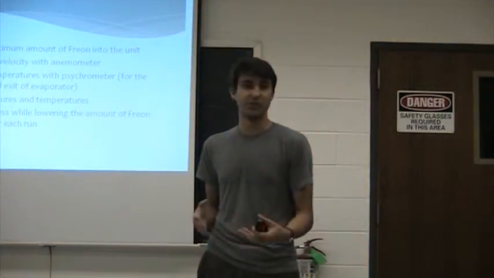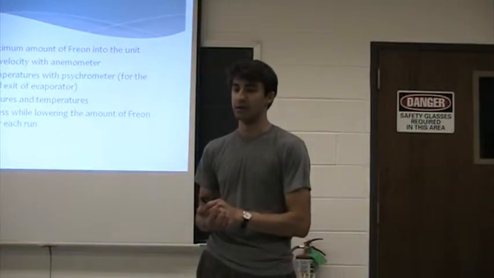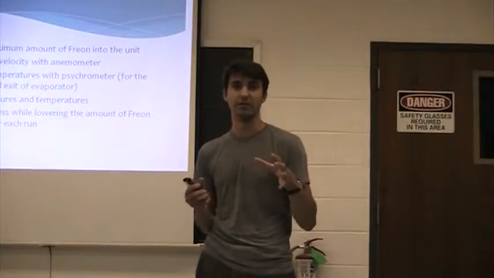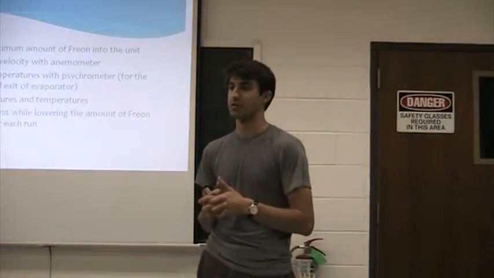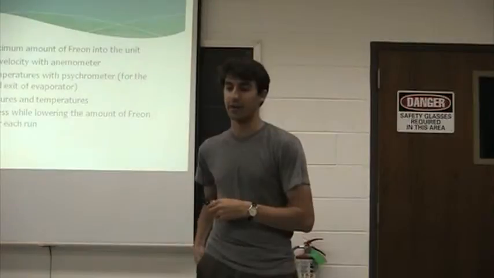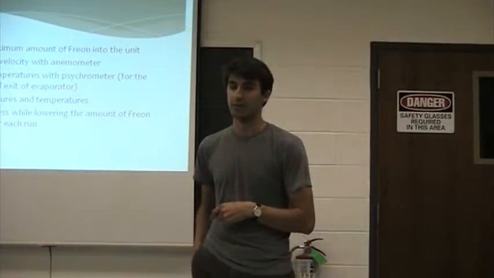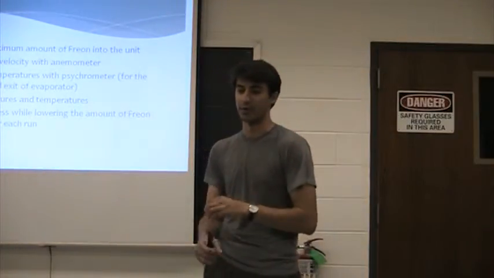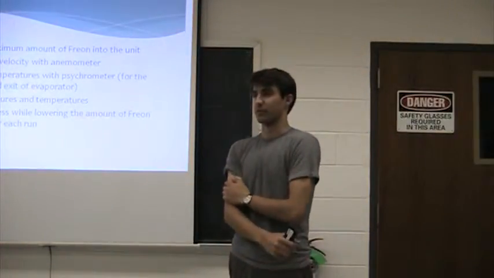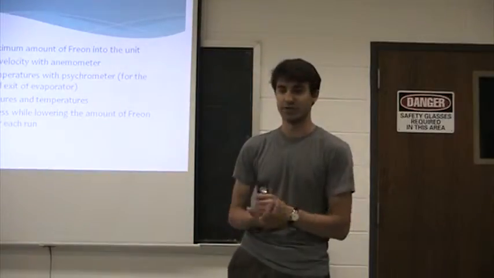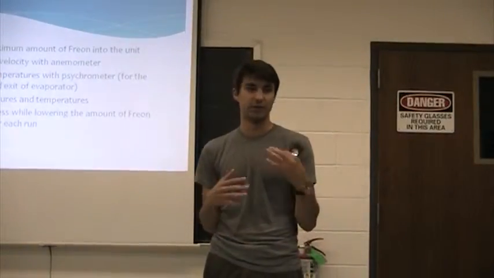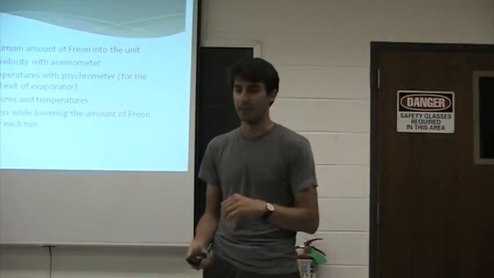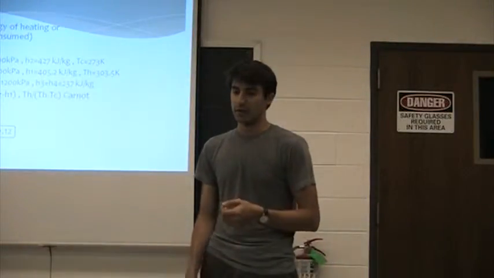evaporator. So the procedure for this particular experiment will be to add the maximum amount of Freon into the unit to start off with. We'll measure the air velocity with the anemometer, and we'll be able to measure the wet bulb and dry bulb temperatures with the psychrometer. And then of course we're going to have to record the pressures and temperatures, and we'll repeat this step, but we'll be reducing the Freon levels each time for each run.